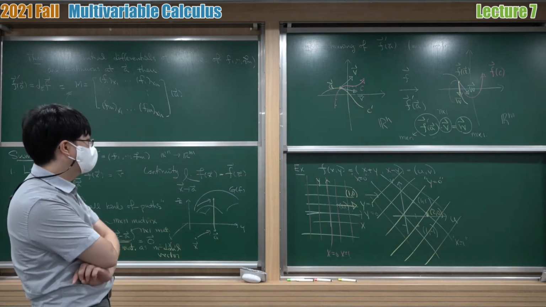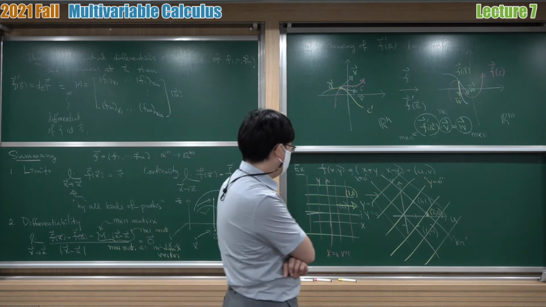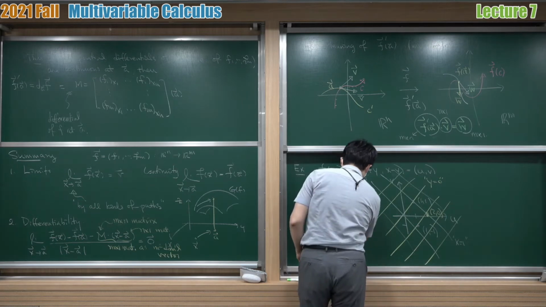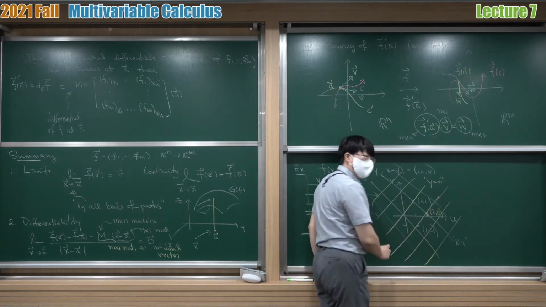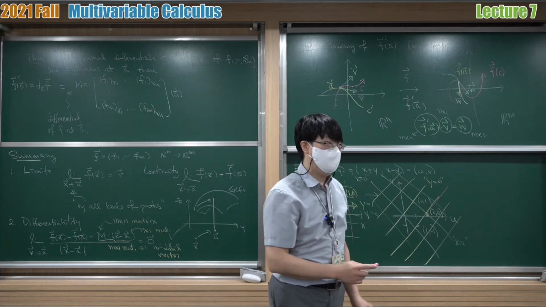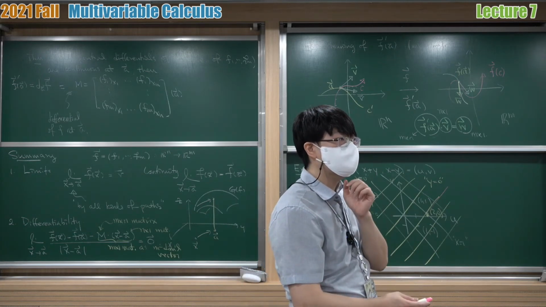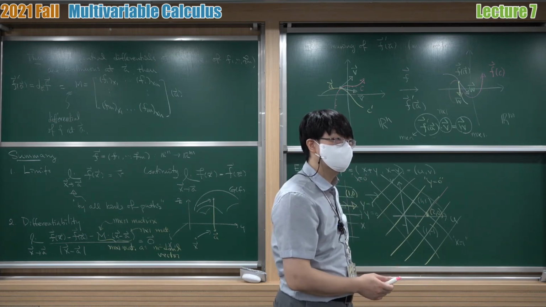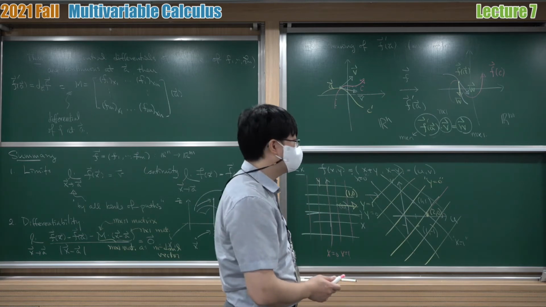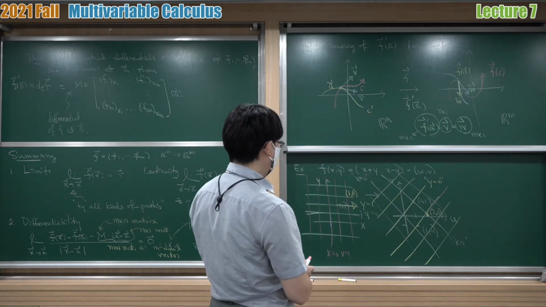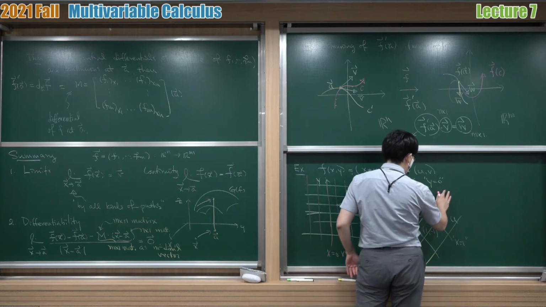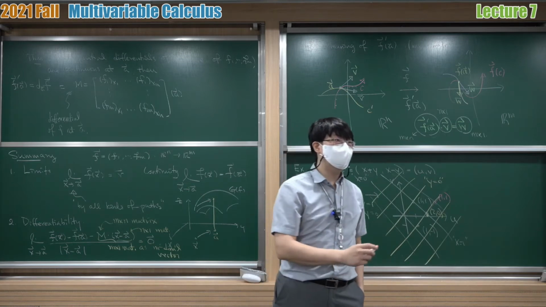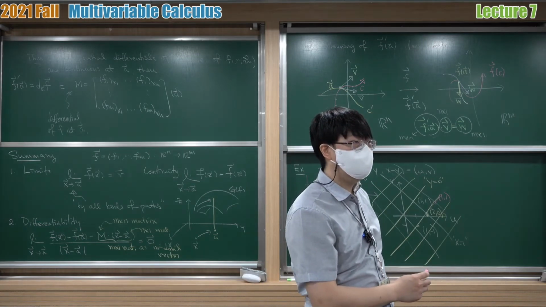Direction of slope 1. The speed is... you mean it moves along this direction, but how fast does it move? With square root of 2. So it should be 1 comma 1. The instant velocity is 1 comma 1. That's what you mean, right?